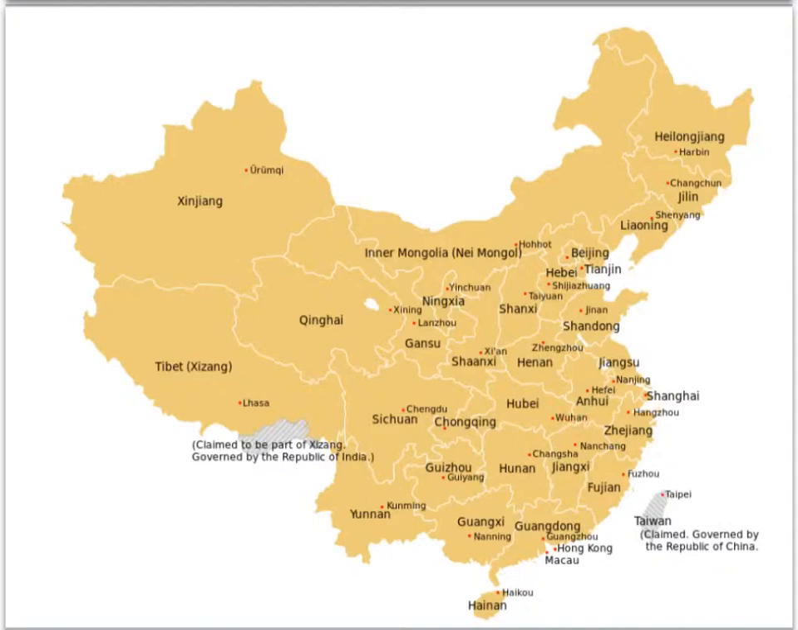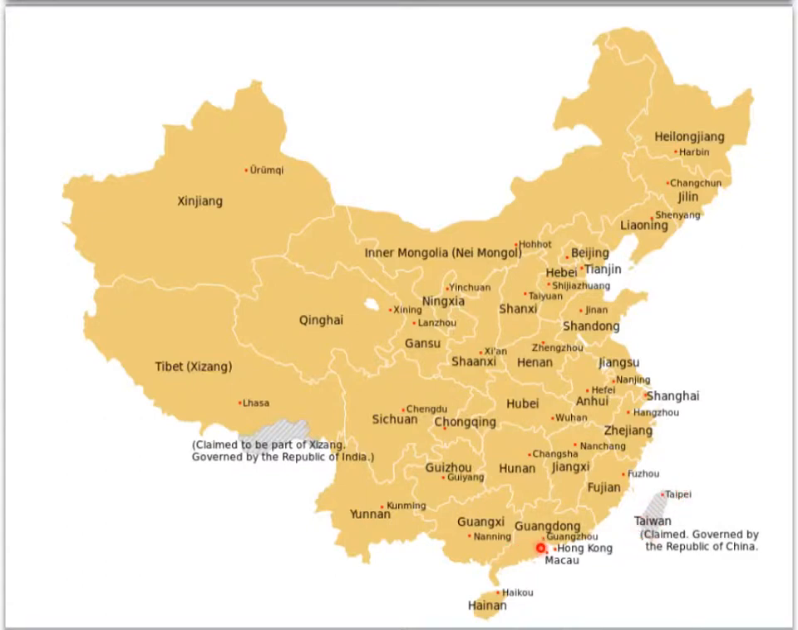Heading back to the coast, you have the province of Anhui with its major city of Hefei. You then have on the coast Jiangsu with the town of Nanjing, which became an imperial center at one point. Shanghai here, and then the major city of Hangzhou. The province of Fujian with Fuzhou. Over here you have Taiwan and Taipei.